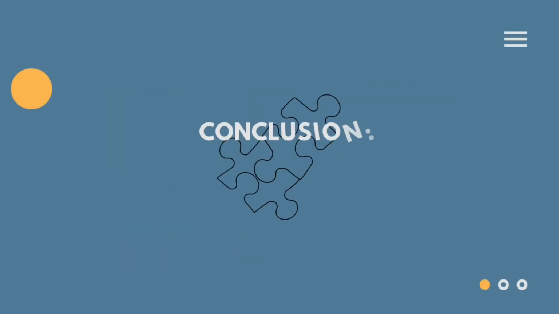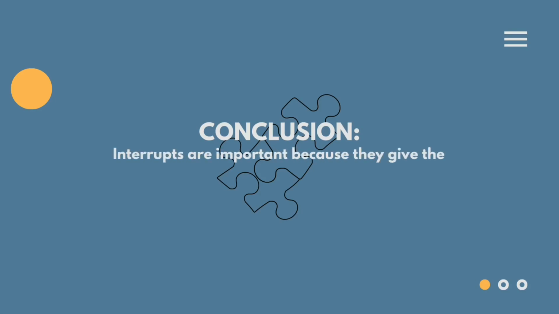In conclusion, interrupts are important because they give the user better control over the computer. Without interrupts, a user may have to wait for a given application to have a higher priority over the CPU to be run. This ensures that the CPU will deal with the process immediately.